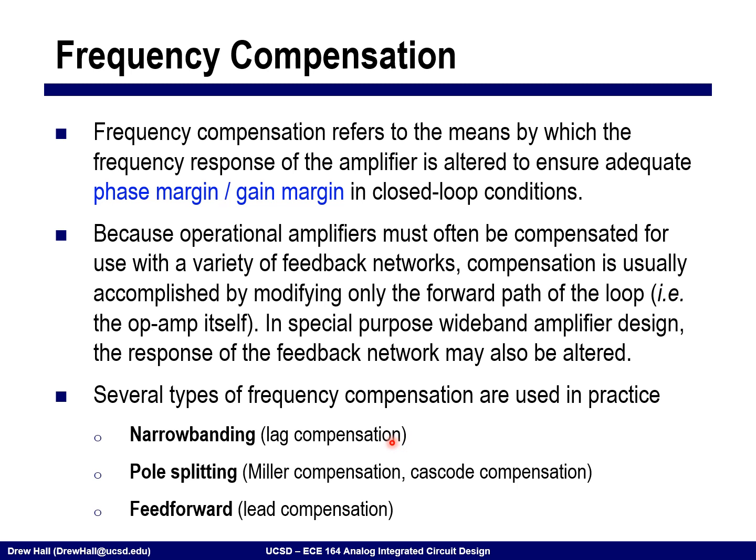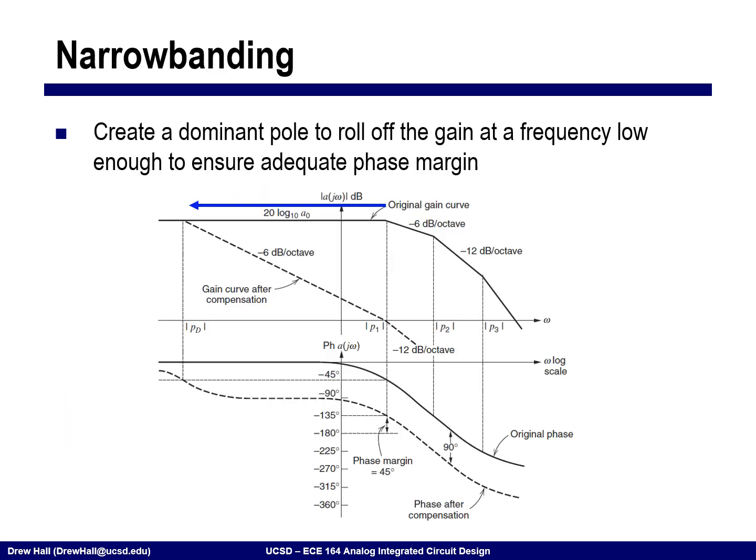Okay, and so there's many ways. These are 3 ways of doing compensation in practice. Okay, and so I'll go through all of these examples. The first one is called narrowbanding, which is another form of lag compensation. The second one is pole splitting, which is often with Miller compensation or cascode compensation. And then the last one is feed forward, which is a form of lead compensation. All right, so let's start with narrowbanding.